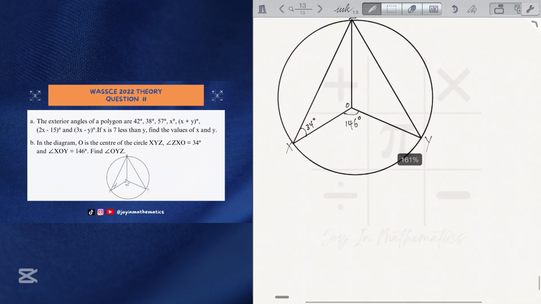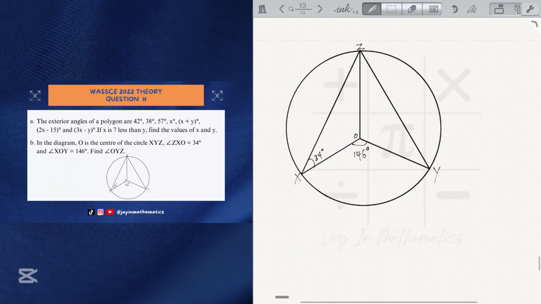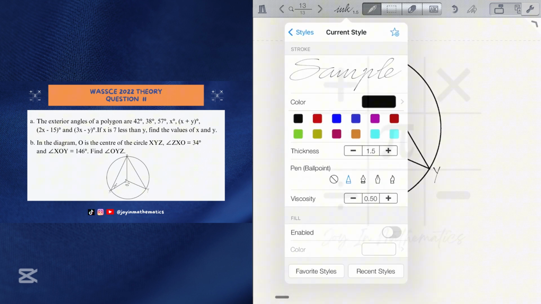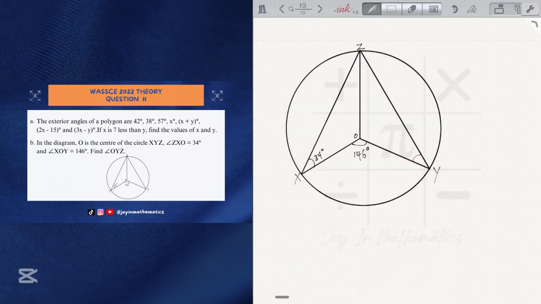Now, the question says in the diagram, we have center O, which is the center of the circle XYZ. The angle ZXO is 34 degrees and angle XOY is 146 degrees. We should find angle OYZ. So we are looking for this angle OYZ. So how do we solve this? Which is very, very important. How do we solve this question?